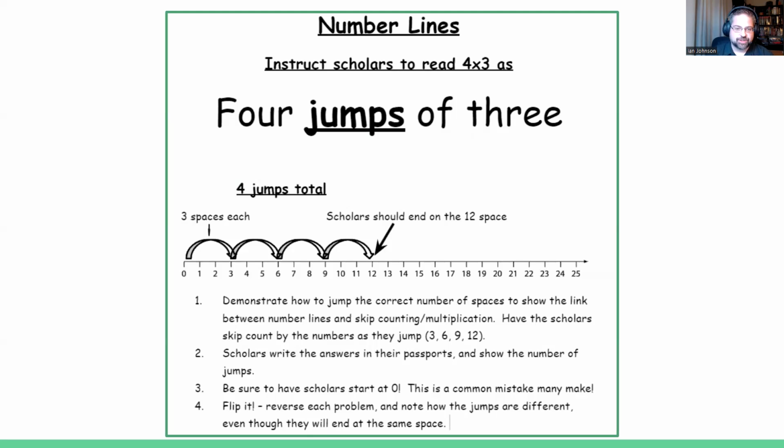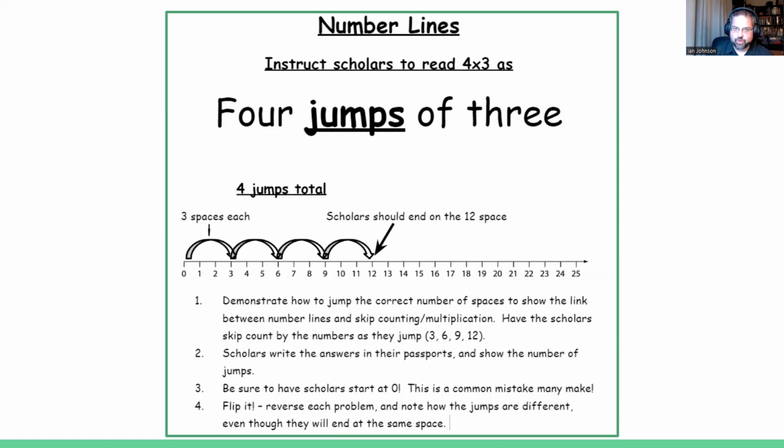For this station, you're going to instruct scholars to read 4 times 3 as 4 jumps of 3. We're actively going to be drawing a chalk number line on the ground, and we really want scholars to practice jumping, moving from each number to each number, skip counting as you go. Show them how to do it correctly. That I do portion should be 4 times 3. Have them watch as you skip count, 4 jumps of 3. So 3, 6, 9, 12, and the number you end on is your product.